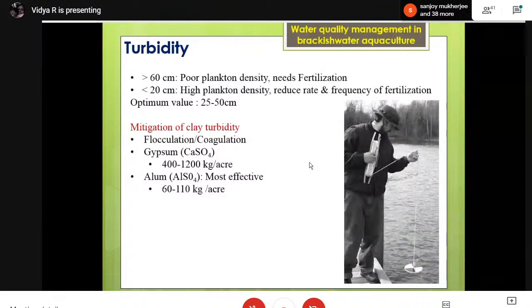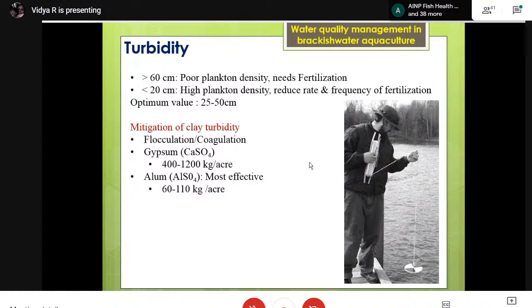For the Secchi disk measurement, if it is above 60 centimeters, it indicates poor plankton density, which needs to be fertilized. If less than 20, that means high plankton density, so we have to reduce the rate and frequency of fertilization. The optimum value should be between 25 and 50 centimeters when we measure.